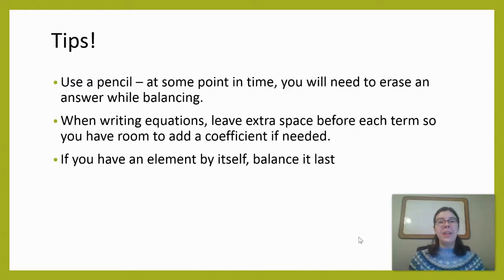If you have any elements that are by themselves, so just a sodium or just an oxygen or just a hydrogen, even if it's an O2 or H2, balance whatever that is last. The reason why is the other part's going to be trickier, so by saving that single element for last, it makes it really easy to wrap things up.